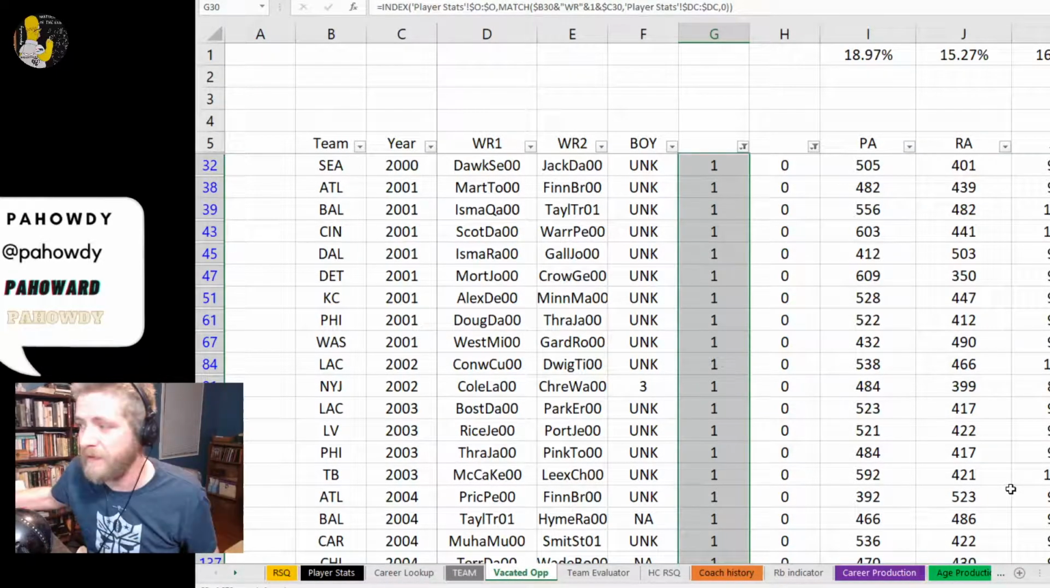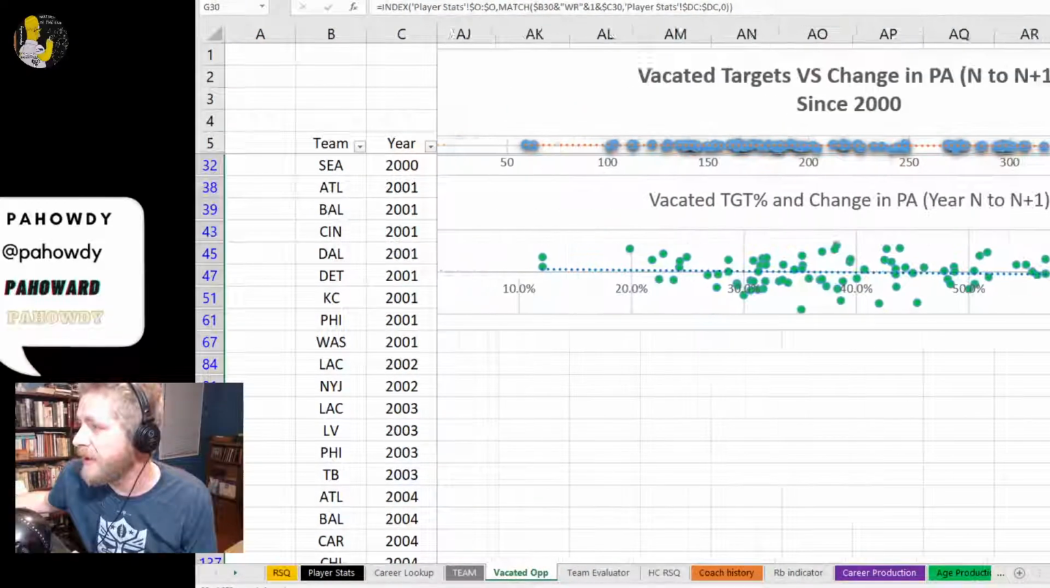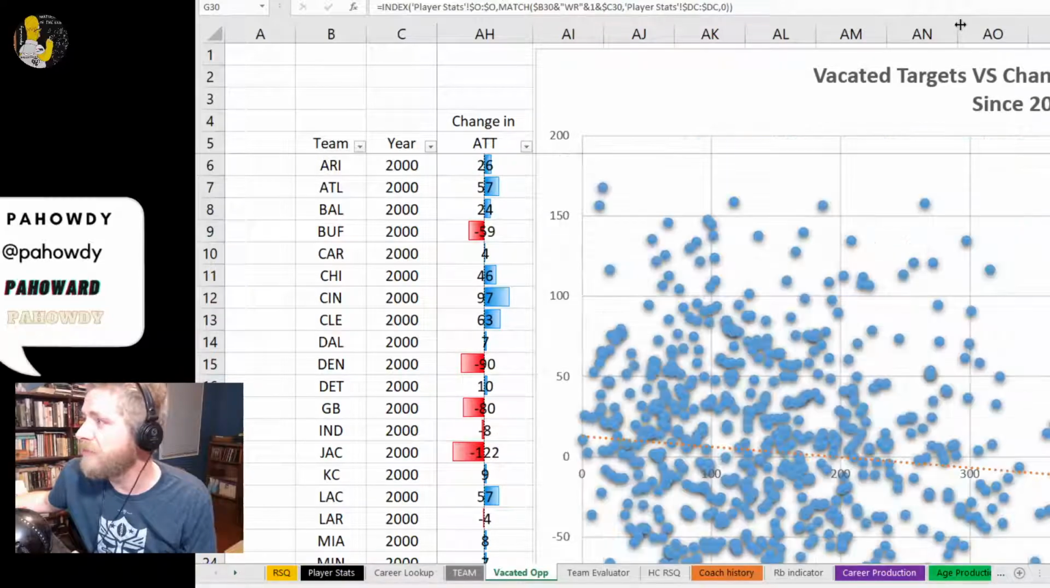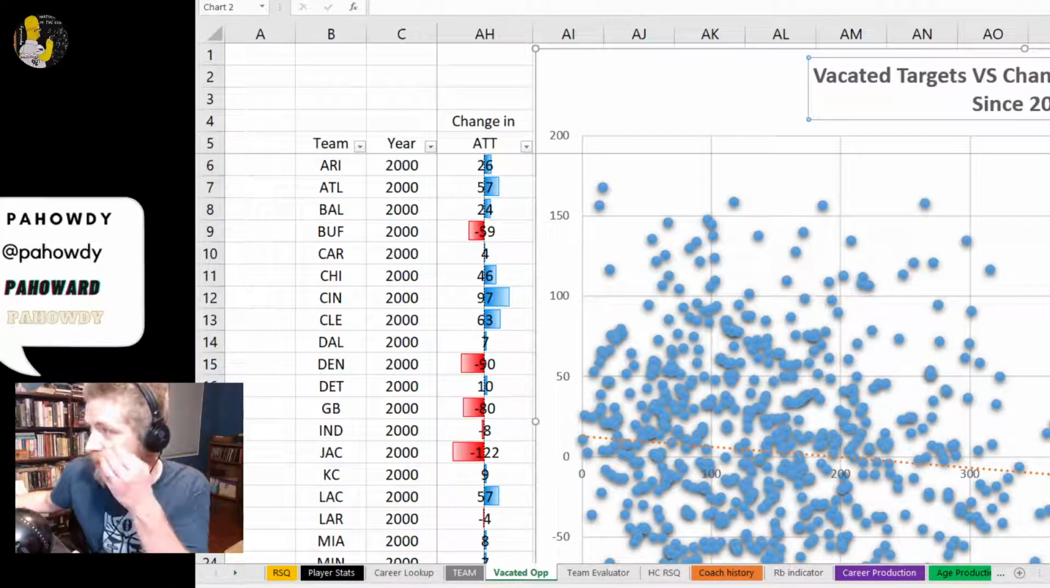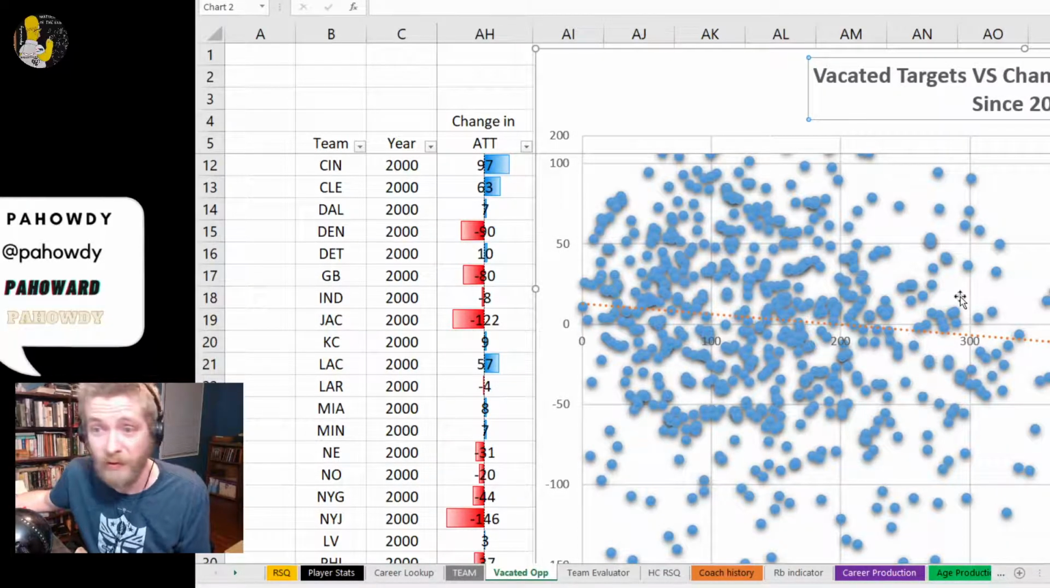Like, was there any kind of connection? And so that's the first graph I've actually got in the article over there. And what I ultimately found was no, not really. It's got a correlation of 0.01, which is like a 1% correlation. This is what the graph looks like.